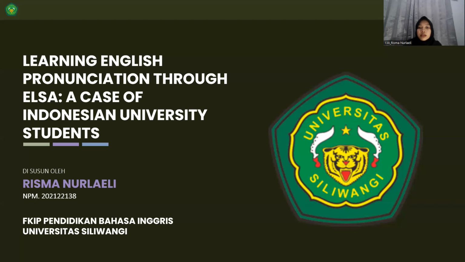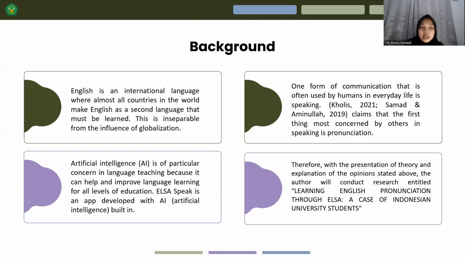Here, I would like to explain the background of my research. English is an international language where almost all countries in the world make English a second language that must be learned. This is inseparable from the influence of globalization. One form of communication that is often used by humans in everyday life is speaking. Hollis 2021, Samad and Aminullah 2019 claim that the first thing most concerned by others in speaking is pronunciation.